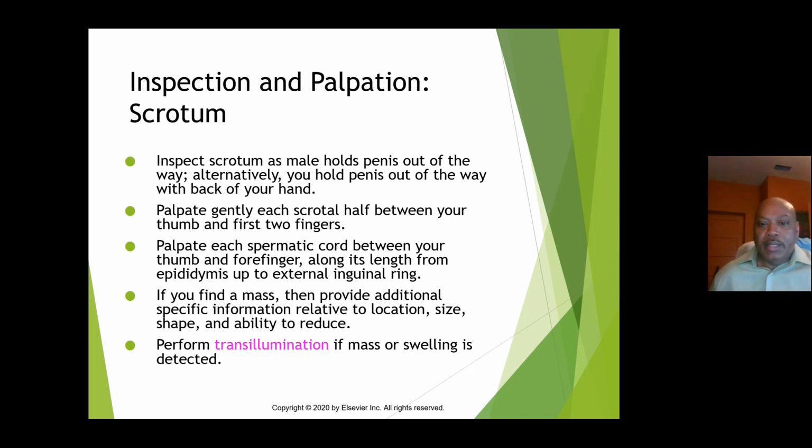We also want to palpate gently each scrotal half between the thumb and the first two fingers, because the scrotal area can be extremely tender. We'll also want to palpate each spermatic cord between the thumb and the forefinger along its length from the epididymis up to the external inguinal ring. So just take a look at the rest of this information.